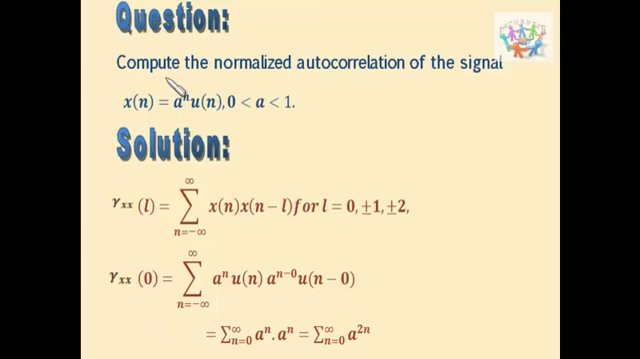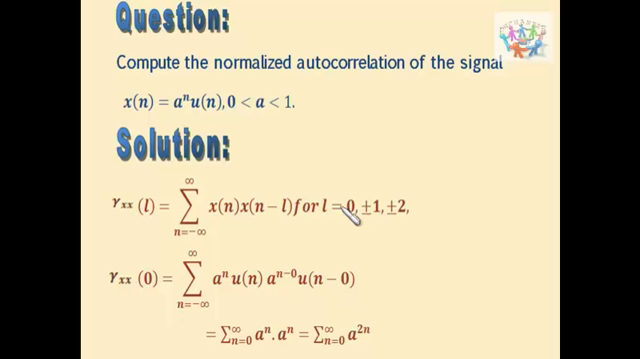In this sum, we need to compute the normalized autocorrelation of the signal x(n) = a^n u(n) for 0 < a < 1. The general formula for autocorrelation is gamma_xx(L) = sigma n = minus infinity to infinity x(n) x(n minus L), for L = 0, plus or minus 1, plus or minus 2, and so on.